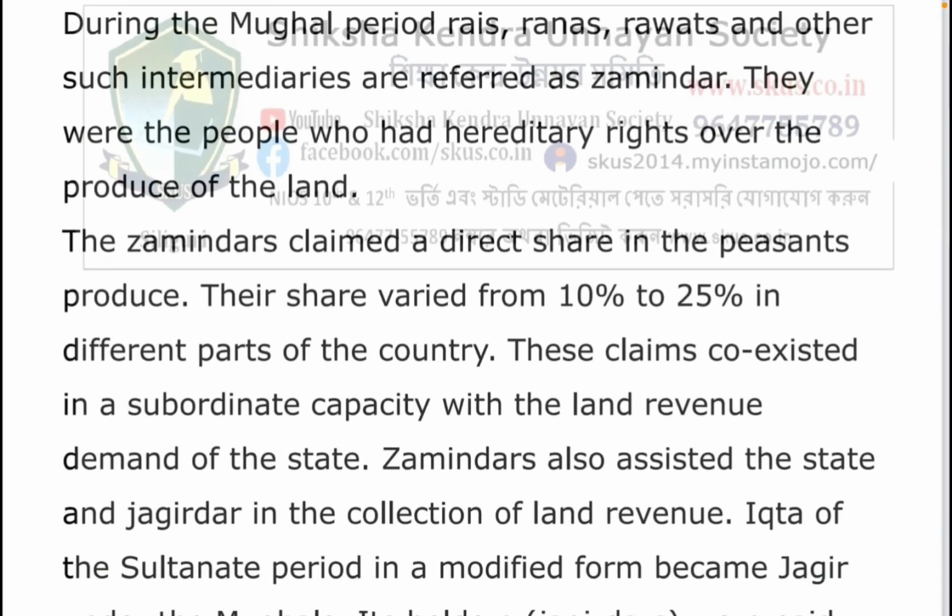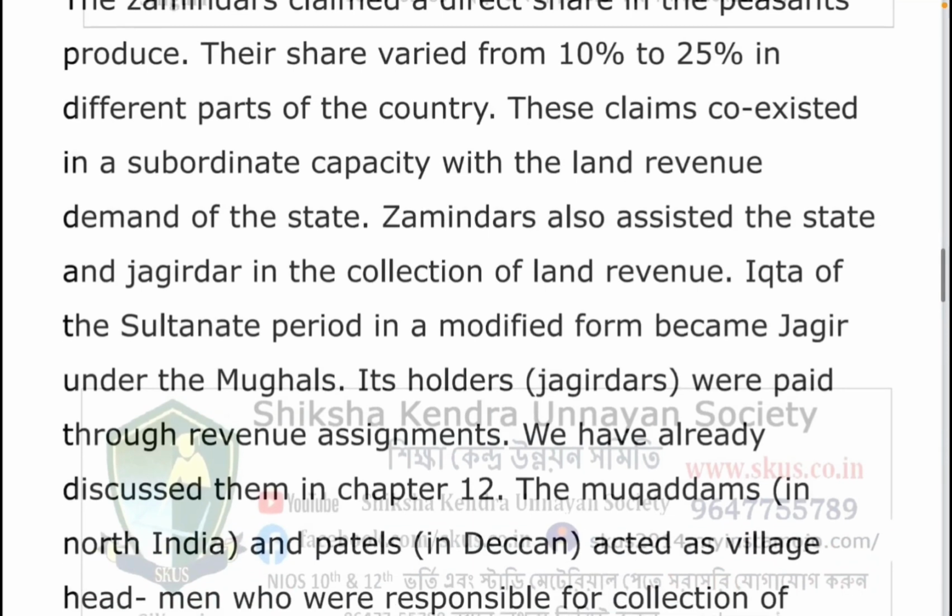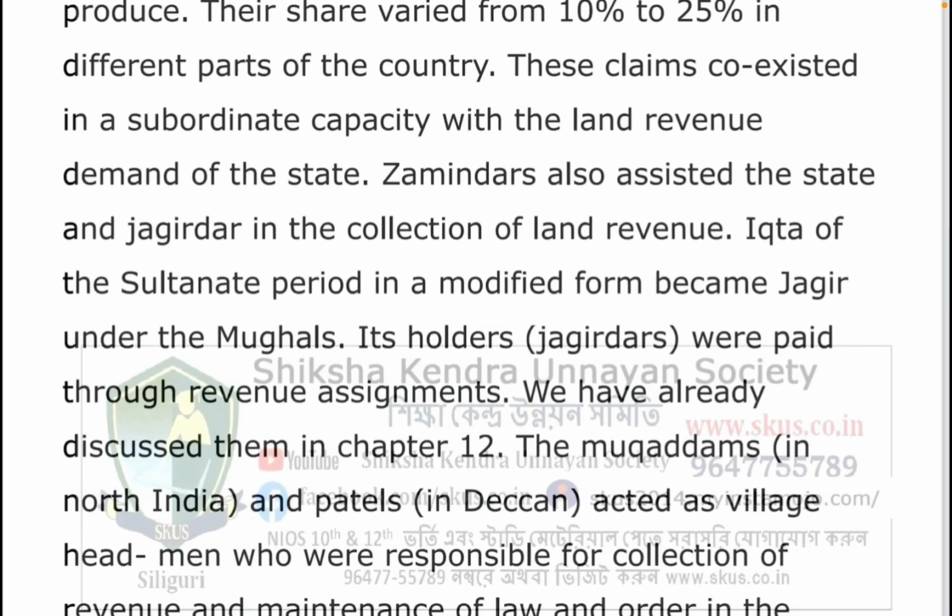They were the people who had hereditary right over the produce of the land. The Zamindars claimed a direct share in the peasant's produce. Their share varied from 10% to 25% in different parts of the country. This claim coexisted in a subordinate capacity with the land revenue demand of the state. Zamindars also assisted the state and Jagirdars in the collection of the land revenue. Iqta of the Sultanate period in a modified form became Jagir under the Mughals. Its holders, Jagirdars, were paid through revenue assessment.